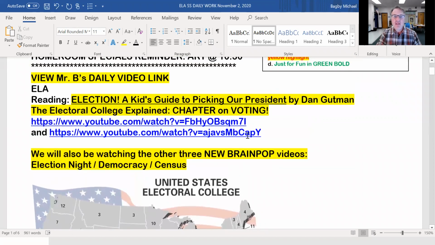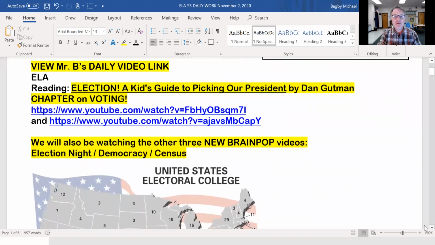We will continue reading Election, A Kid's Guide to Picking Our President by Dan Gutman. And we're going to be looking at the chapter on voting. So that's appropriate since tomorrow is the official election day, although lots of people have been voting early, including my wife and I. We rode down to downtown Clearwater on our bicycles last Sunday. I think I told you about that, to vote.